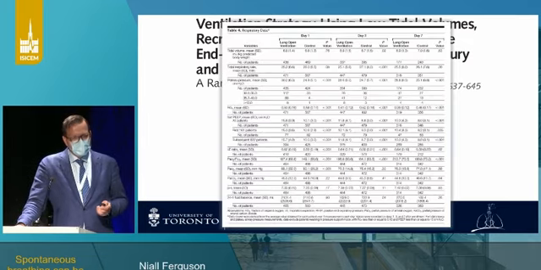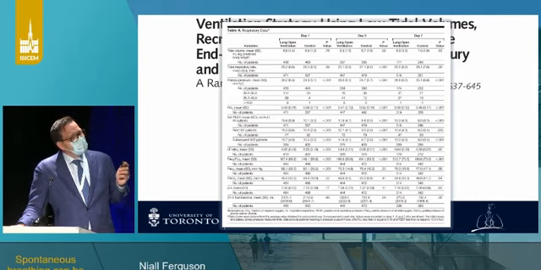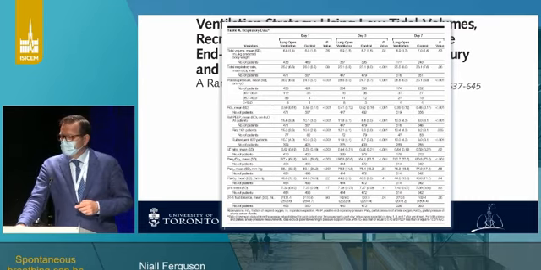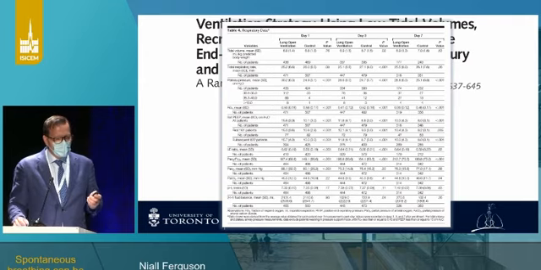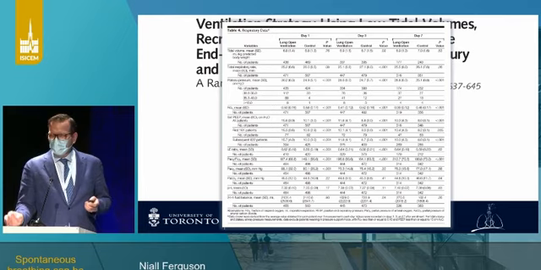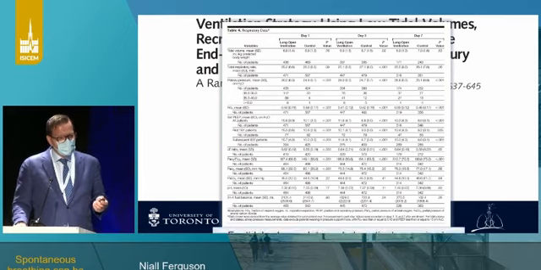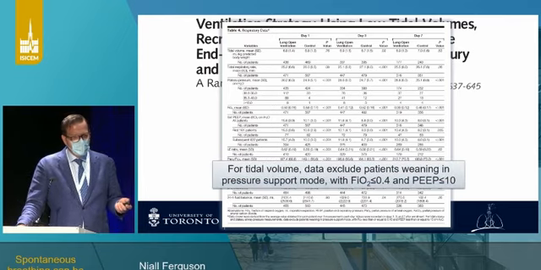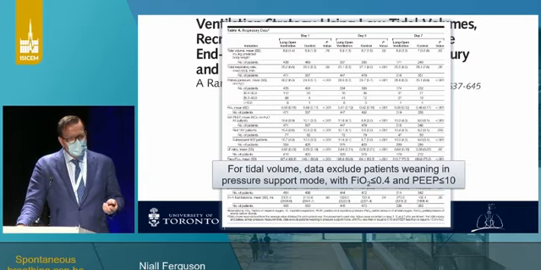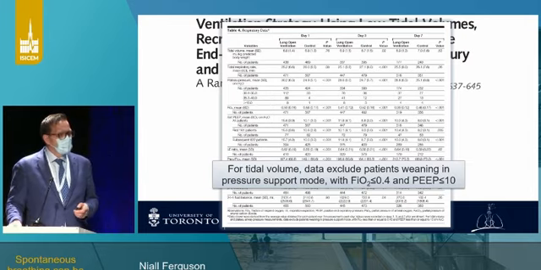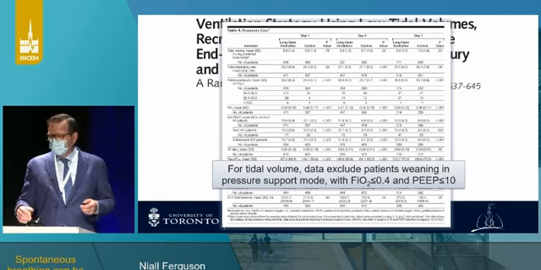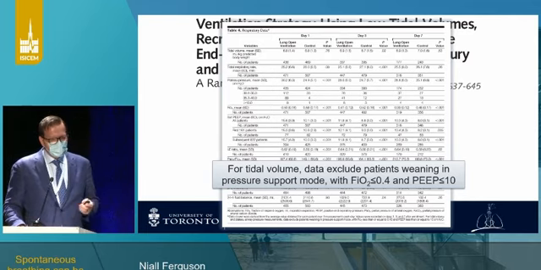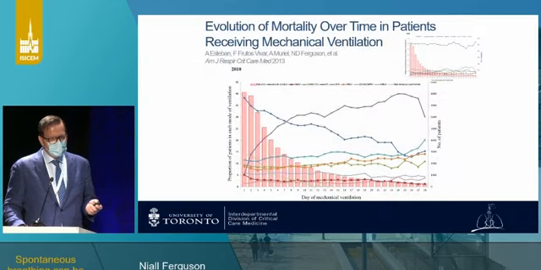Thinking about spontaneous breathing, every one of these trials, whether it was the ARDSNet or LOVS or ALVEOLI, all have little footnotes in the tables where they show the tidal volumes delivered. And the footnote says, for tidal volume, exclude anybody who is on pressure support mode, PEEP of 10 or less, FiO2 40% or less. Already we're seeing lots of spontaneous breathing in these trials of lung protective ventilation.